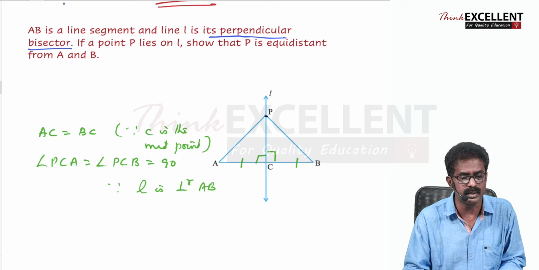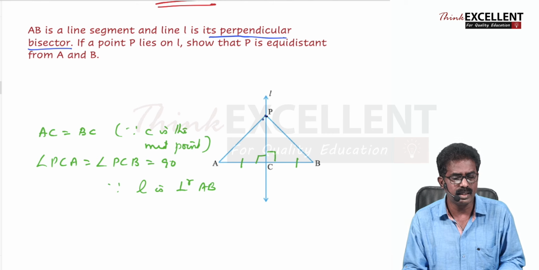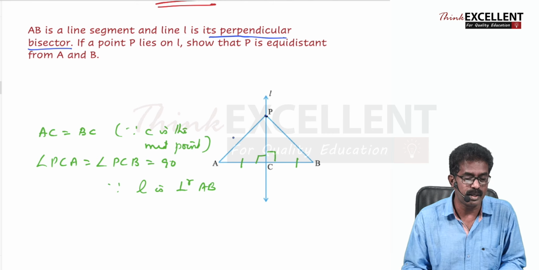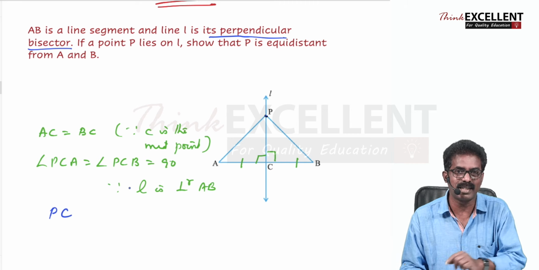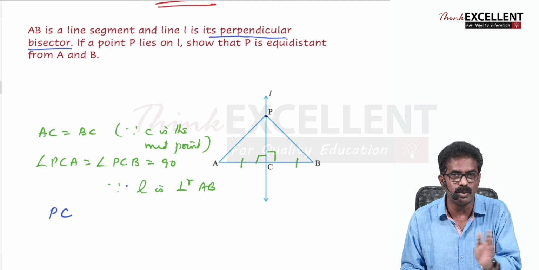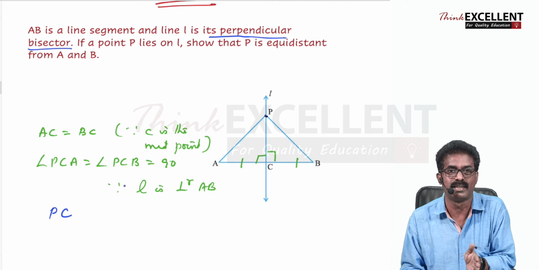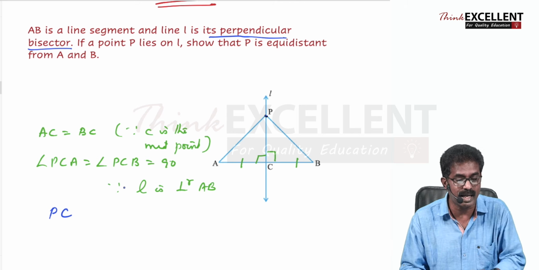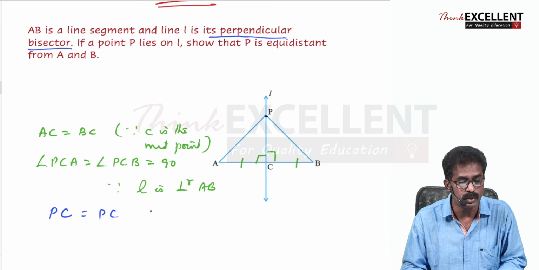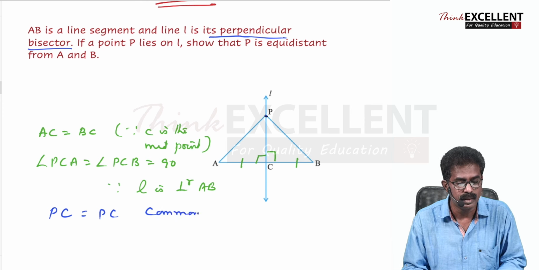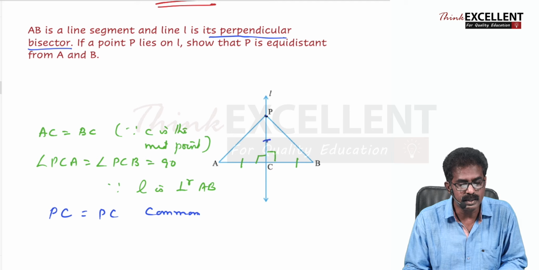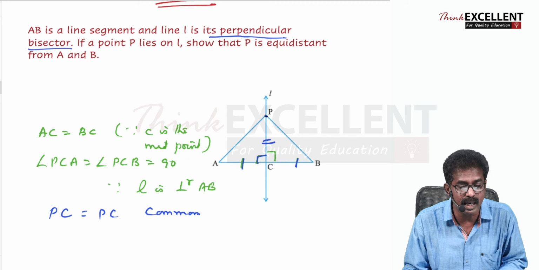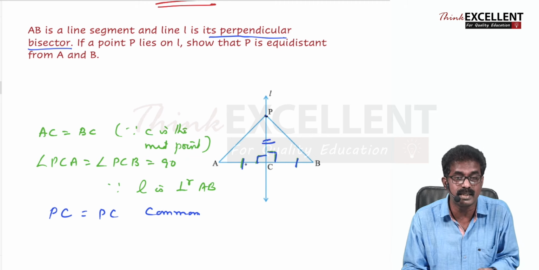And one more thing you can see. Can you see PC? PC is in which triangle? First triangle or second triangle? PC is in both, right? It is a common wall like that. It's a common side. It is common for both the triangles. So PC equal to PC, you say it is common. Now please look here. So PC is common for both. AC equal to BC. So two sides. Then the included angle also equal 90. So two sides and the included angle.